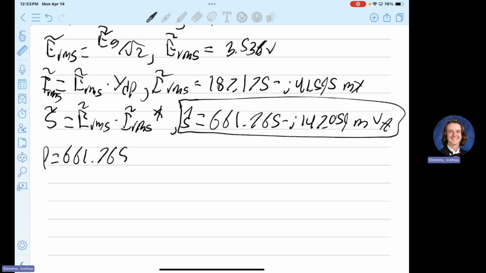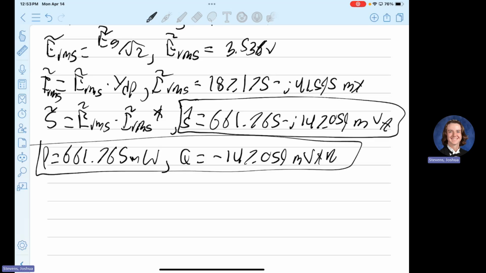Milliwatts. And the second part of complex power is what? Reactive power, so Q, and it's just negative. And what are these units? I'm just going to put a bar. I don't think you care.